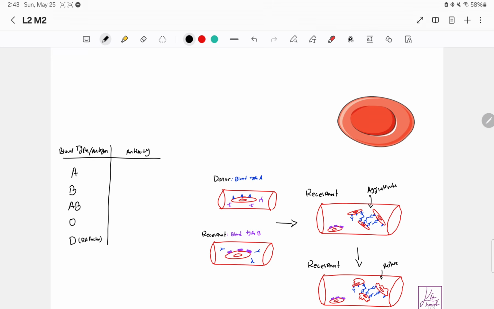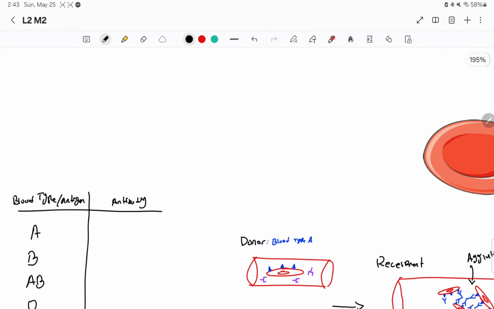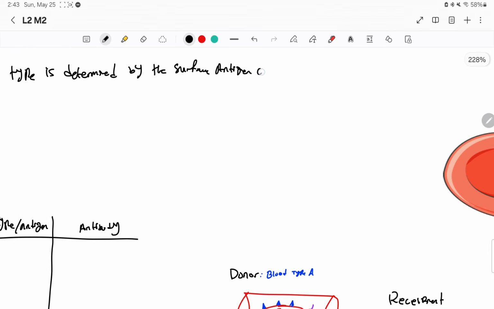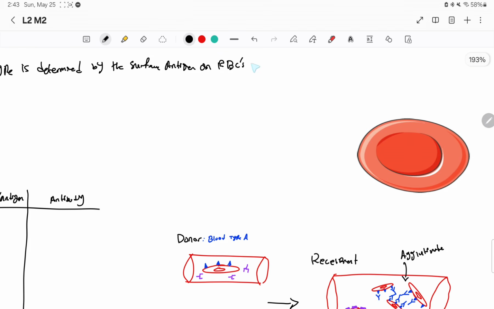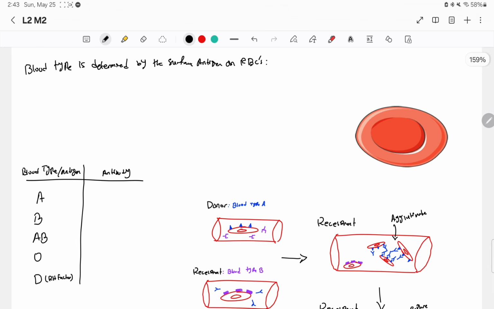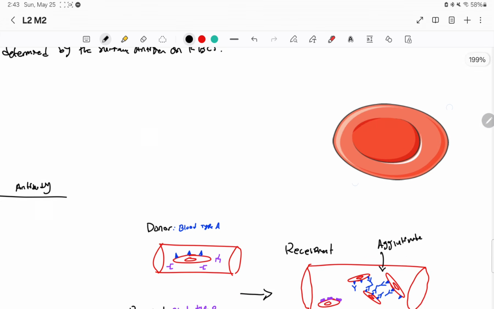So blood typing, how does it actually work and how is it even determined? Well, a blood type is determined, and pay close attention here, by the surface antigen on red blood cells. But before we talk about the different systems that classify these surface antigens on the surface of the red blood cell, we have to talk about what an antigen is.